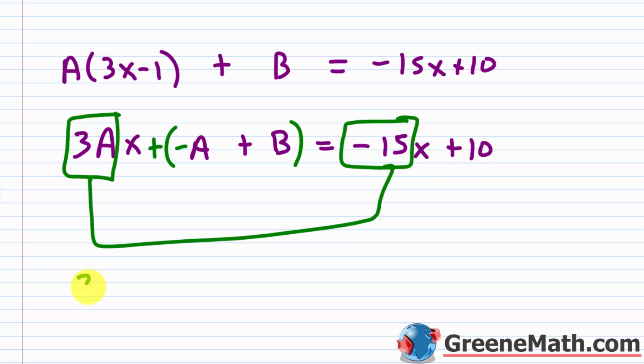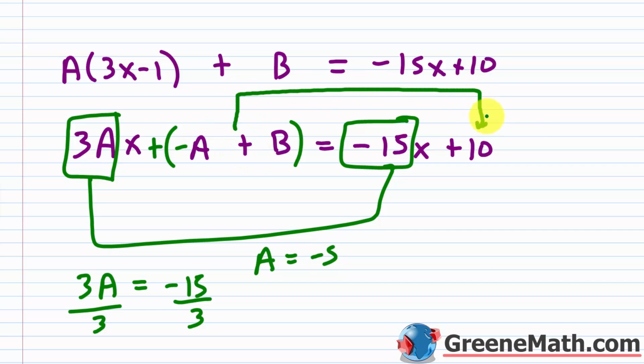So that means that 3a is going to be equal to negative 15. Divide both sides by 3, and we'll say that a is equal to negative 5. So we already know what a is. Now, how do we find b? Well, you could plug in for a in the equation. Or again, you can just take this negative a plus b and say it has to be equal to 10. We already know what a is, so we're pretty much there.